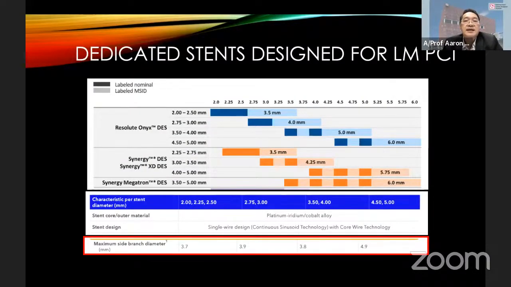And also there are dedicated stents designed for left main PCI. The three of them are Resolute, Synergy, and the Resolute and Synergy Megatron. And not only the maximum expanded cell limit, but also the side branch diameter. In this case, this is the Onyx that you can expand, especially when you do a culotte. Imagine that the LAD is 4.0 and you put the stent in the circ, and the side branch diameter is less than 4.0, then you may have a restriction at the stent struts.